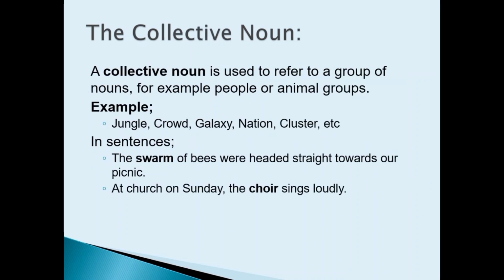A collective noun is used to refer to a group of nouns, for example, any people or animal groups. Jungle, crowd, galaxy, nation, cluster, etc. are collective nouns. Let us use these in sentences. The swarm of bees were headed straight towards our picnic. At church on Sunday, the choir sings loudly. In these sentences, swarm and choir are the collective nouns.